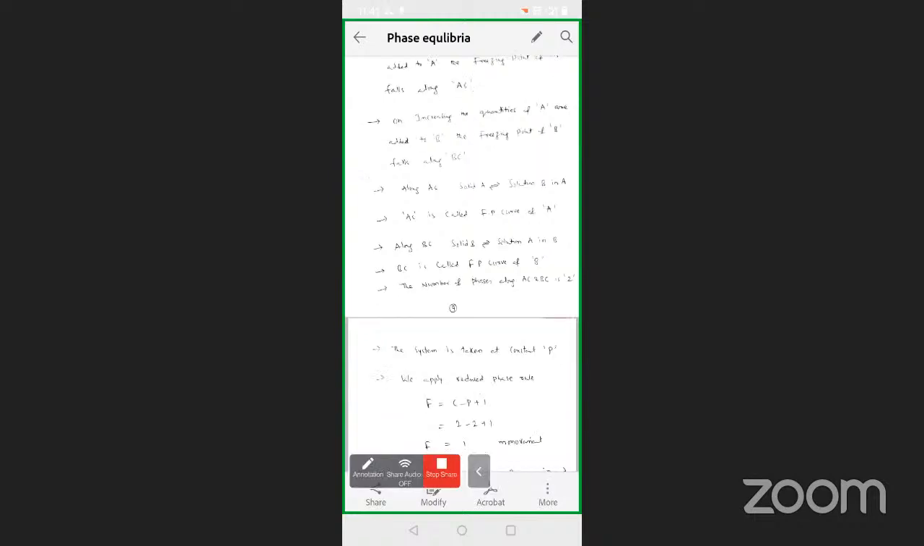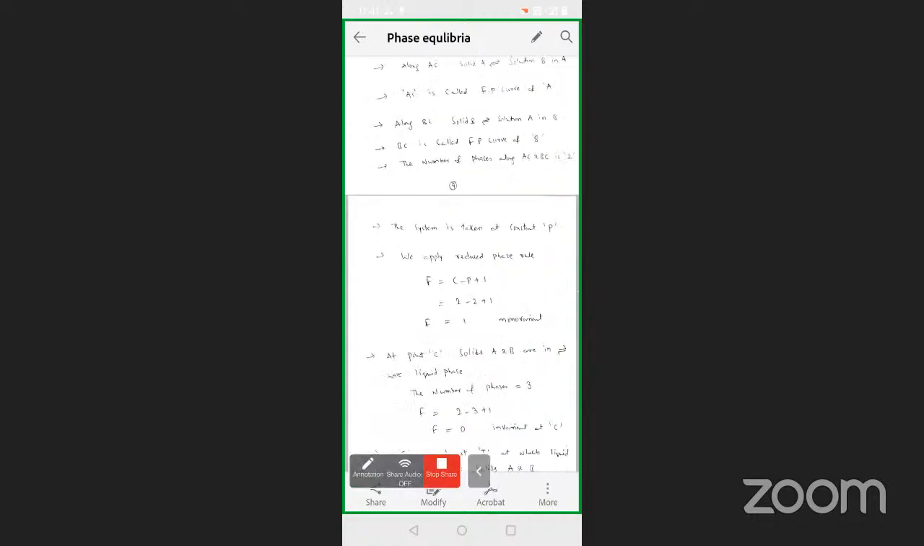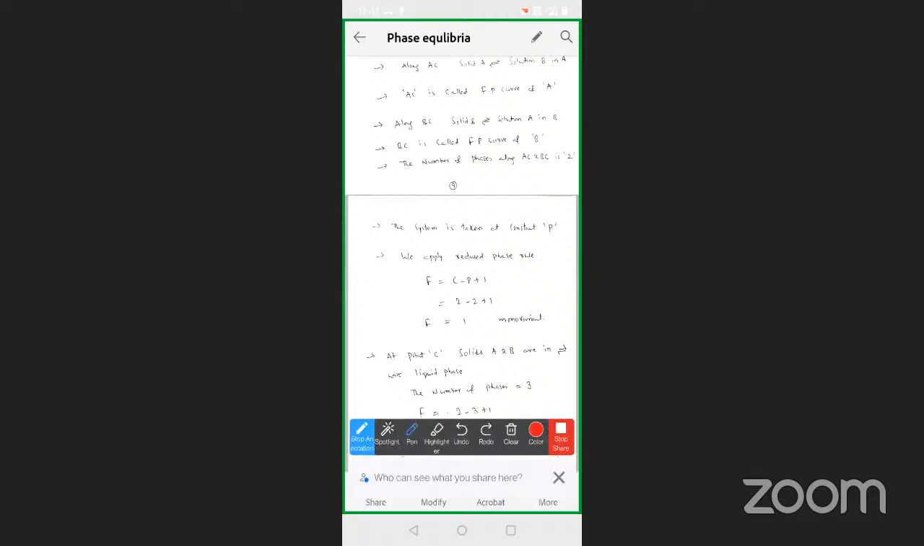So the number of edges along AC and BC is 2 only. Since the system is taken at constant pressure, we apply the reduced phase rule. F equal to C minus P plus 1. So two components, phases are 2. Hence, F equal to 1. It is monovariant.